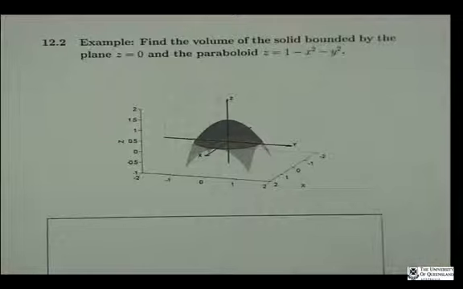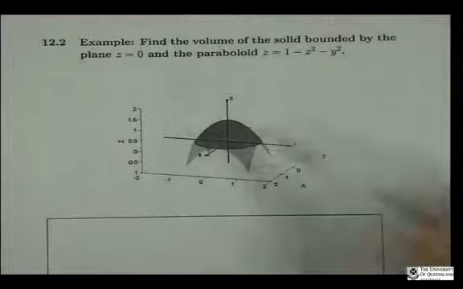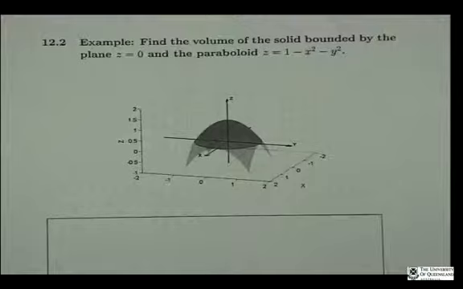There's not really anything new in this example. It's just a good, solid application of polar variables. Typical sort of exam question: find the volume of the solid bounded by the plane z equals 0. Remember, that's the xy plane. And the paraboloid z equals 1 minus x squared minus y squared.